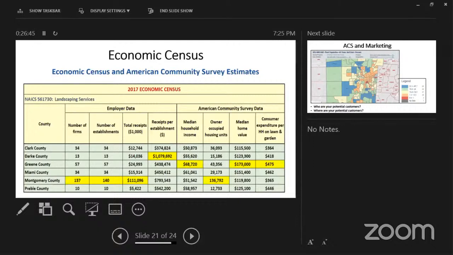So the point with all this is I take all that data, where the businesses are, how many there are, how they're functioning, along with this American Community Survey data that would be relevant to what I'm looking at, and use that as well.